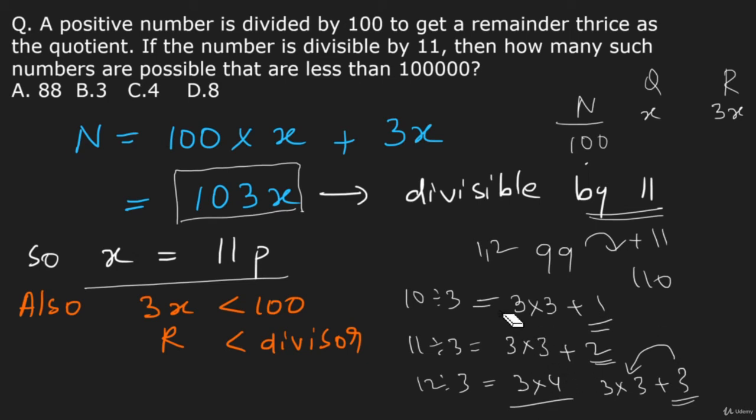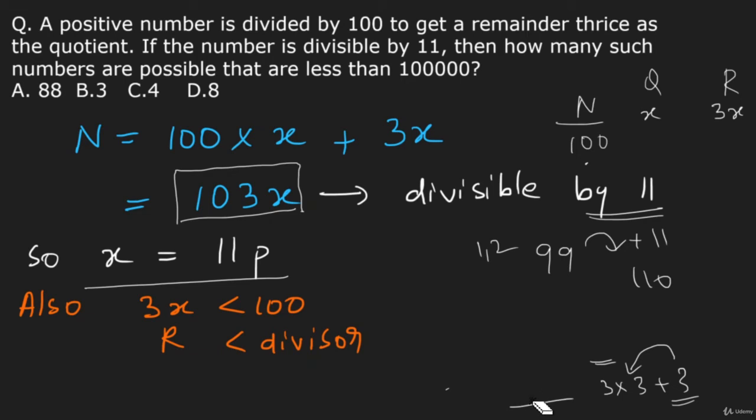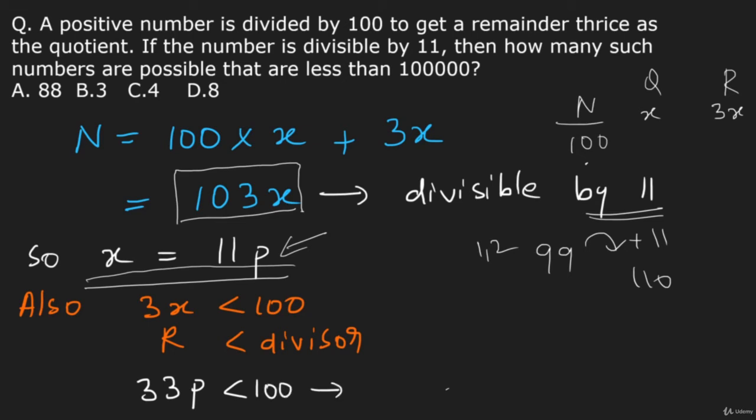All right, using this principle, we can see that 3x has to be less than 100. That is, the remainder has to be less than the divisor. If 3x has to be less than 100, and we know that x has to be a multiple of 11, or we have written it as 11p, so I can write 11p into 3, or 33p has to be less than 100, right?